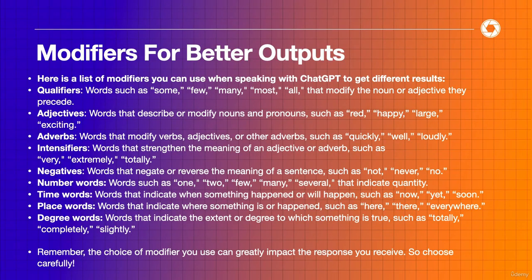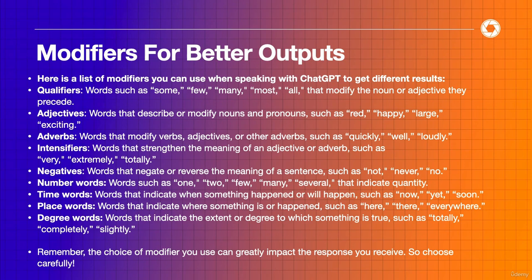Adjectives, words that describe or modify nouns and pronouns such as red, happy, large, exciting. Do you want ChatGPT to write an exciting article about something? Do you want it to write a depressing article about something? This will drastically change the quality of response you get. Adverbs, words that modify verbs, adjectives, or other adverbs such as quickly, well, loudly. Do you want intensifiers, words that strengthen the meaning of an adjective or adverb such as very, extremely, totally.